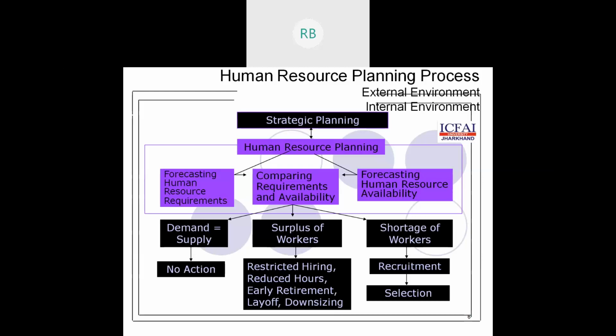Then comparing requirement and availability is divided into 2, 3.